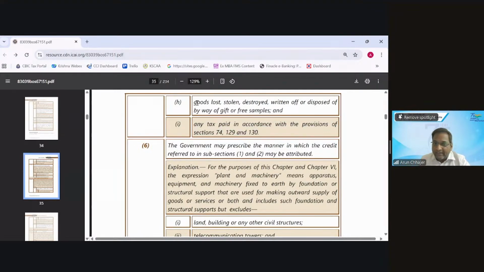So now we are reading goods lost, stolen, destroyed, written off, disposed of by way of gift or free sample. We will discuss this point in detail.